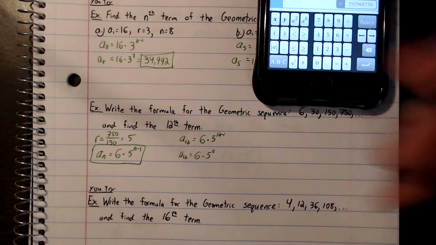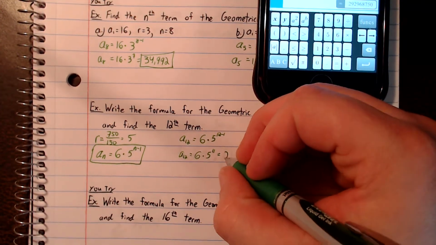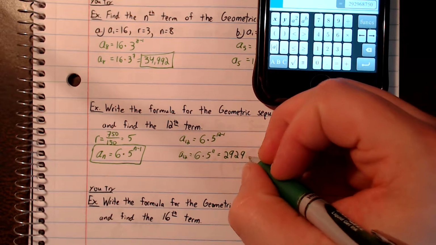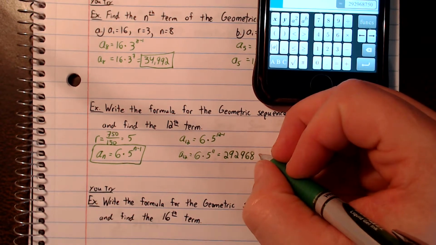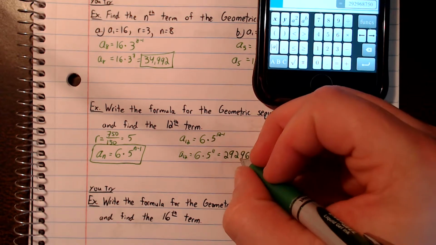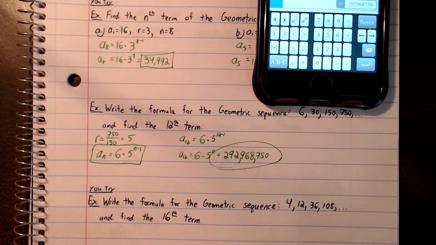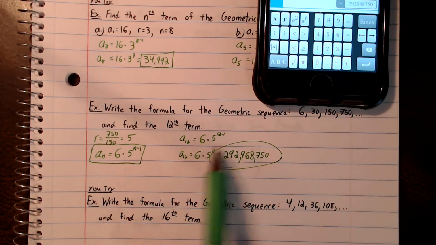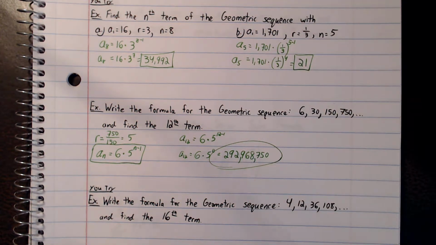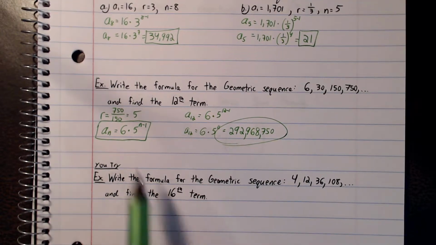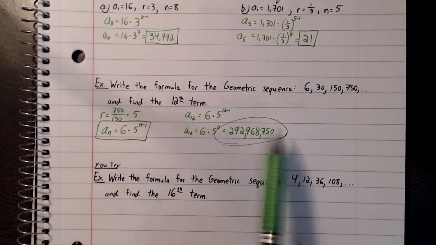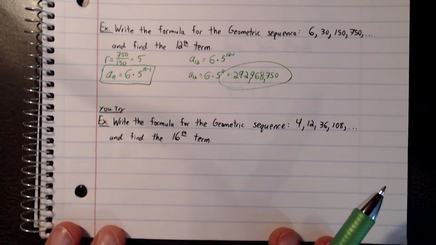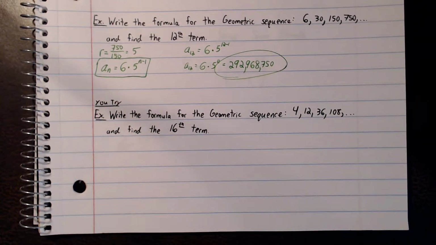Ooh, huge number. Here it is. It's 292,968,750. That would be the 12th term of this particular geometric sequence. Okay, so really not that bad, right? You find your R value, plug it in into the formula, and then a little bit of calculator work. No big deal, right? Try this one out. Pause the video and resume when you're ready to check your solution.